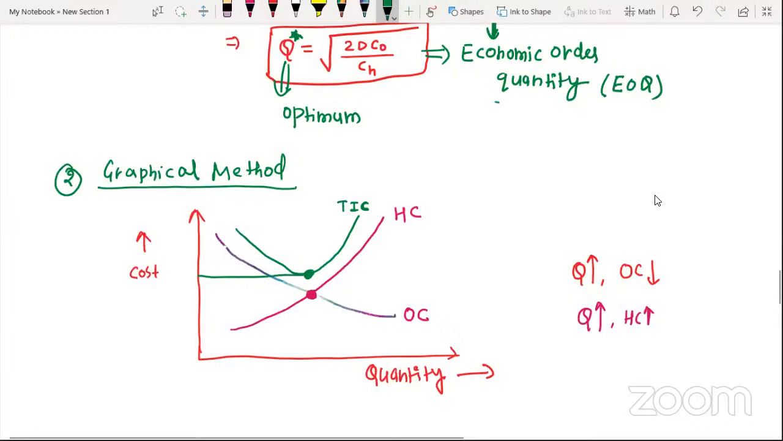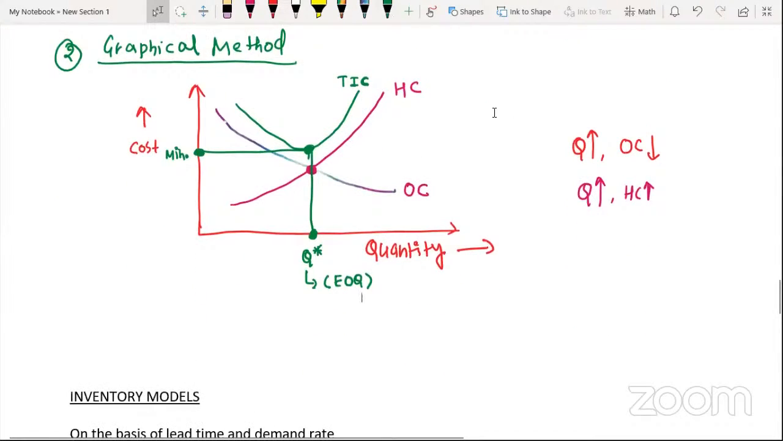This is the TIC curve, and this cost is the minimum cost. The quantity where we are getting the minimum cost is known as the EOQ quantity, that is Q star. So what should be the cost?